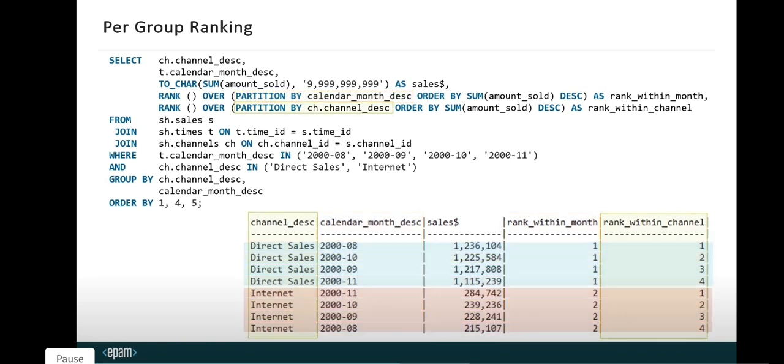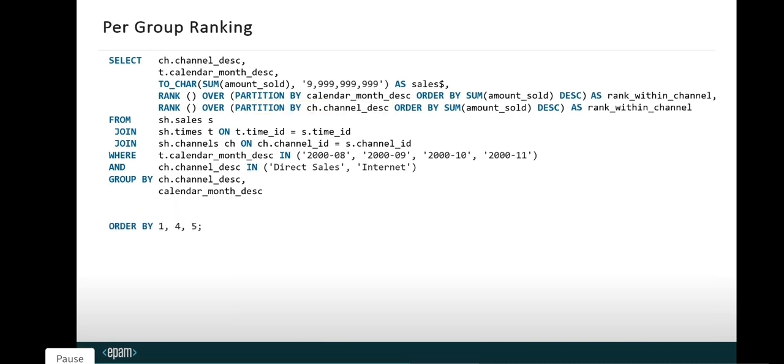The second RANK function divides the dataset into partitions by channels. That is, for each of two channels, we rank rows by the sales amount. Let's try to rewrite this example using the alternative syntax.